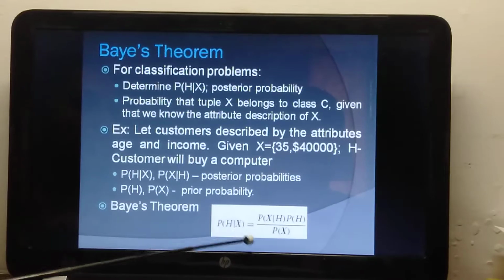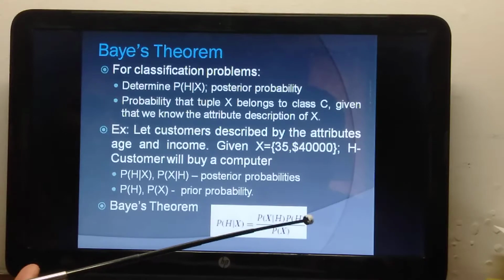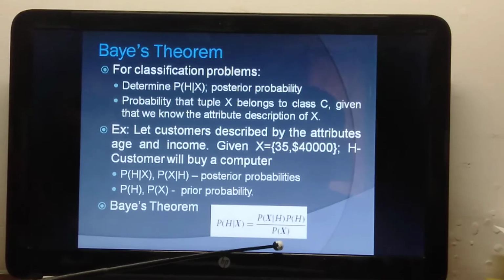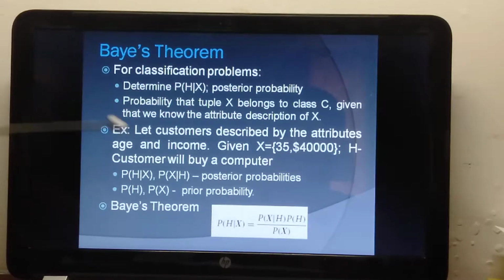Now, the Bayes theorem states that probability of H given X is equal to probability of X given H into probability of H divided by probability of X. Now how do we get this? We will do the derivation.